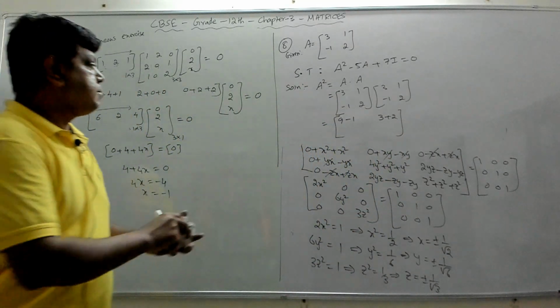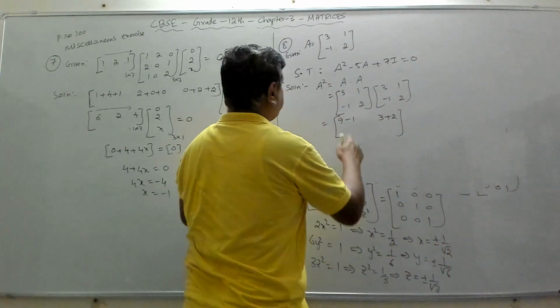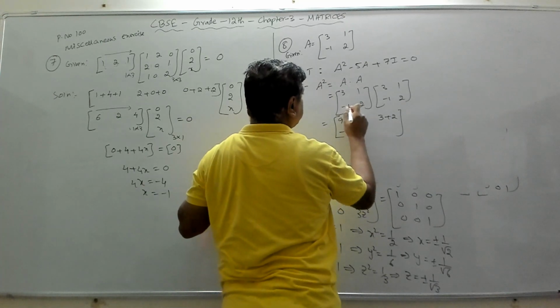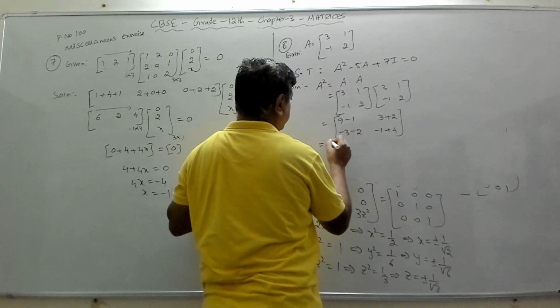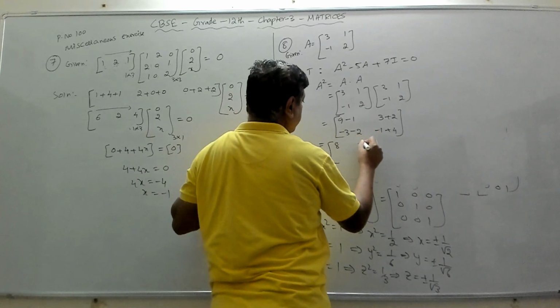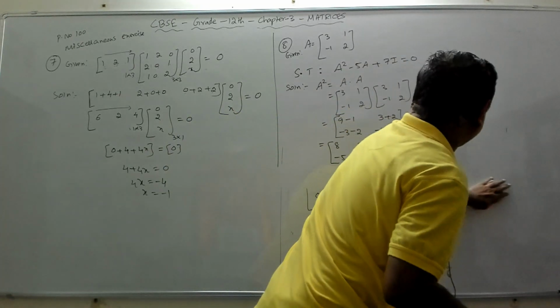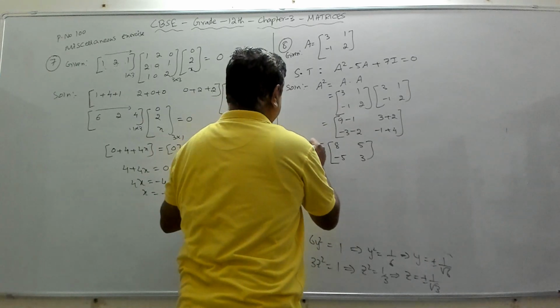Fine. Then again, minus 1 into 3 is minus 3, plus 2 into minus 1 is minus 2, minus 1 into 1 is minus 1, 2 into 2 is plus 4. So you get 8, 5, minus 5 and 3. This is your A square. So we have found A square.